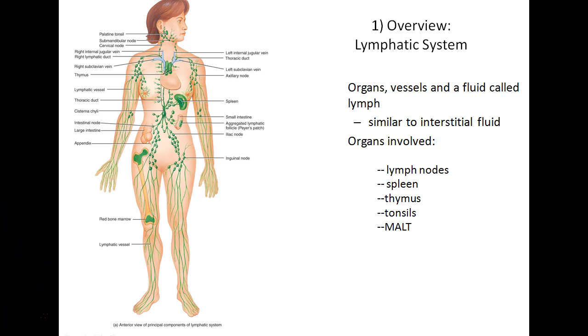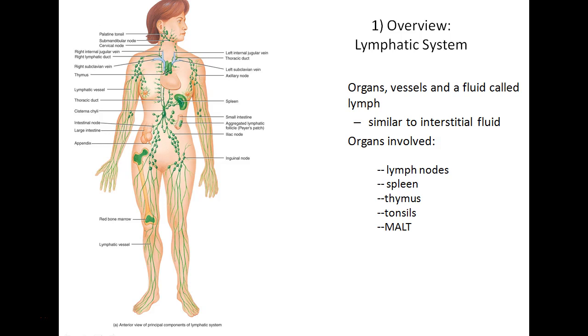In this diagram, we see lymphatic structures highlighted, such as red bone marrow, the spleen, the thymus, and notice that these green sort of blood vessel looking things are actually lymphatic capillaries, and perhaps you can see how those lymphatic capillaries are interspersed with lymph nodes.